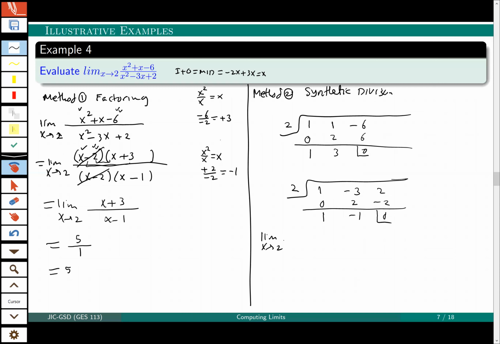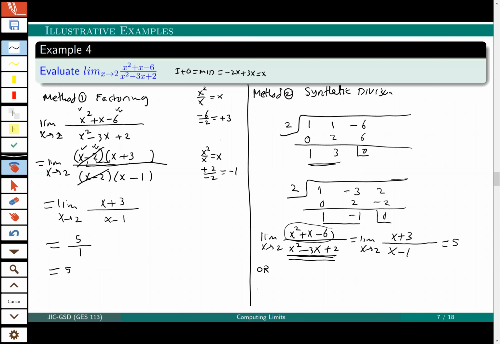when x goes to 2, I have x squared plus x minus 6 divided by x squared minus 3x plus 2. I could say immediately that is equal to the limit when x goes to 2 of, when I divide the first one by the divisor, I will get that result, which is x plus 3. When I divide the second one by 2, I'll get x minus 1, so I will get it is equal to 5.